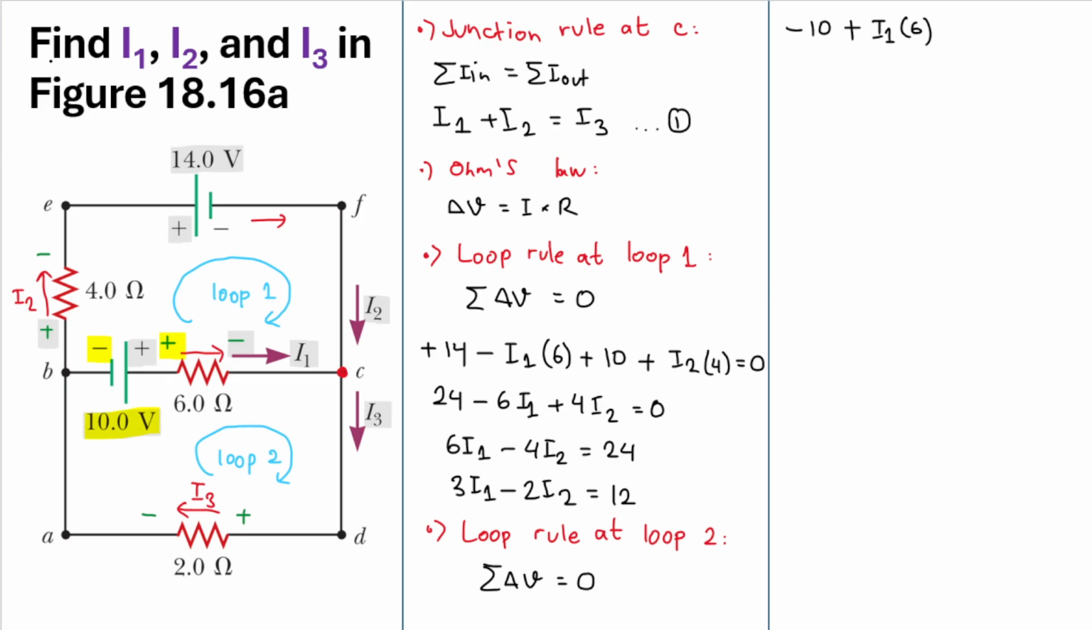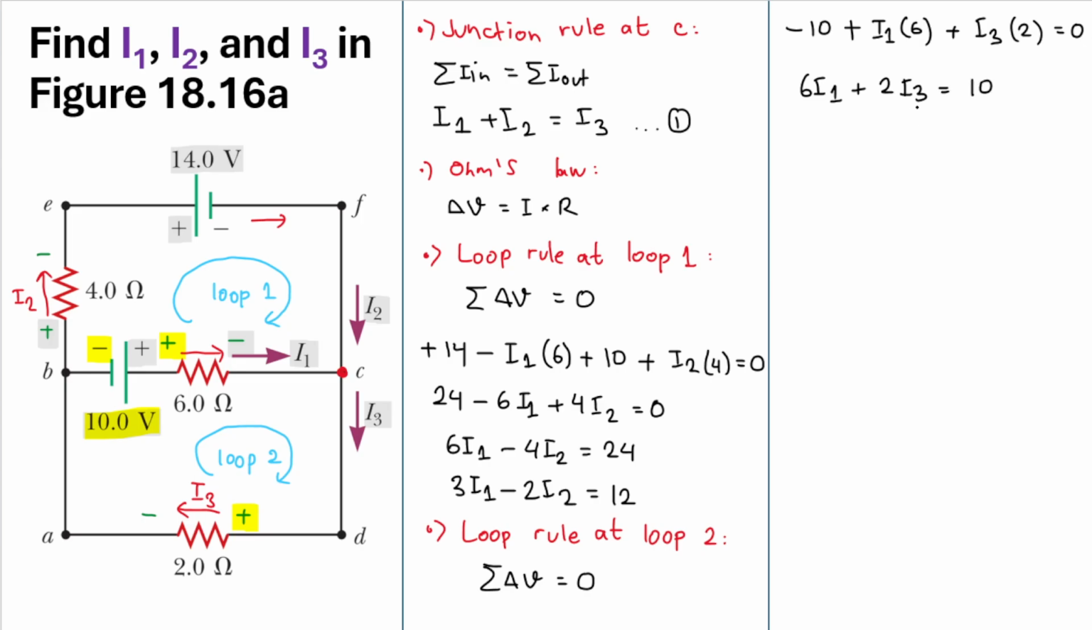Okay? And now let's move on to the last component, which is this 2 ohm resistor. So the loop will enter from this positive terminal, so we will have plus sign here. And then the current is I3, right? So I will have I3, and then the resistance is 2 ohm, so I will have 2 here. All of that will equal to 0. Okay. And then we will have 6I1 and then plus 2I3. That will equal to 10.